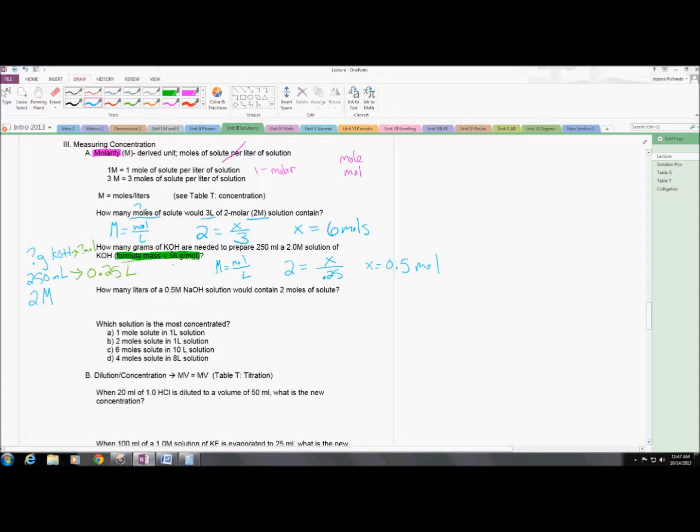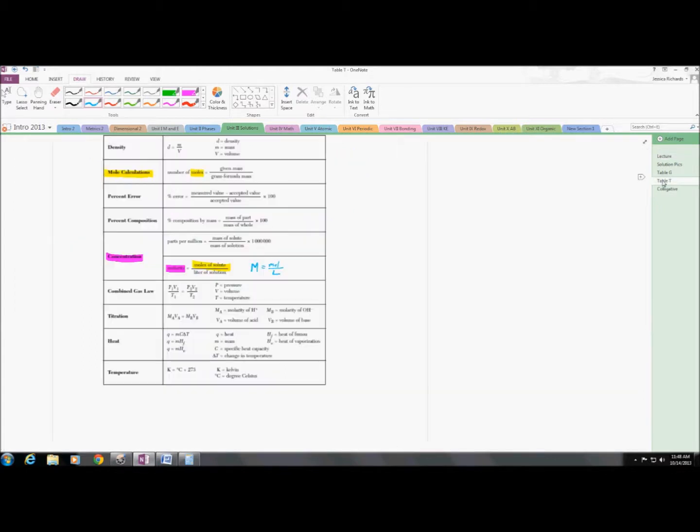We've got 2 choices. We can use our factor label. It says it's 56 grams per mole. So I just multiply this by 56. The moles cancel, and half of 56 gives me 28. You can go to table T and look at this mole calculation equation where it says moles equals your given mass divided by the formula mass.